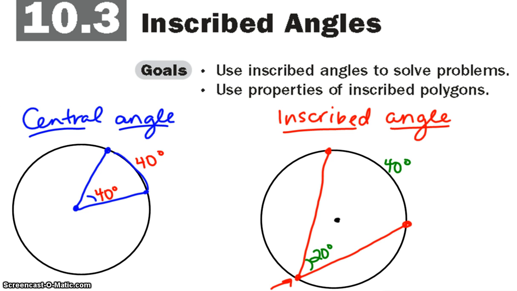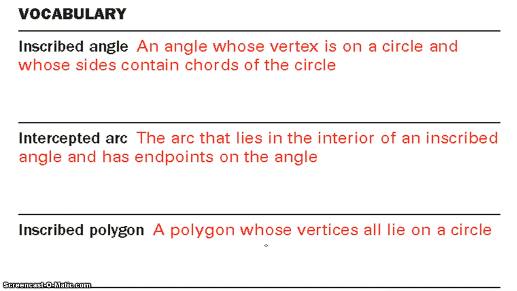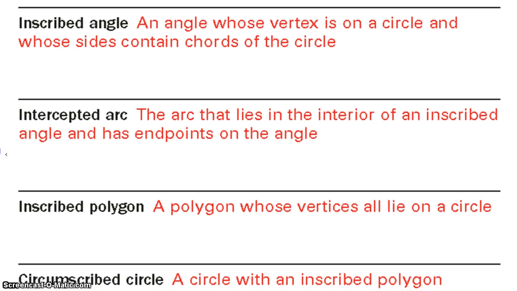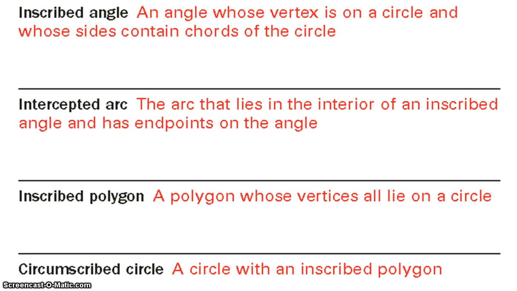So before we get too far, let's talk about some vocabulary words. Okay, so again, inscribed angle we have talked about is an angle whose vertex sits on the circle. Okay, the sides are made by chords. I'm going to scroll down a little bit so you can see the rest of the words. If at any time you need to pause and write these down, you're welcome to do so.